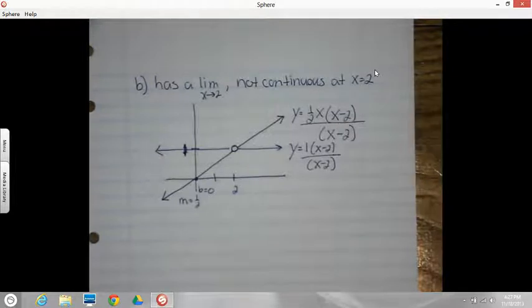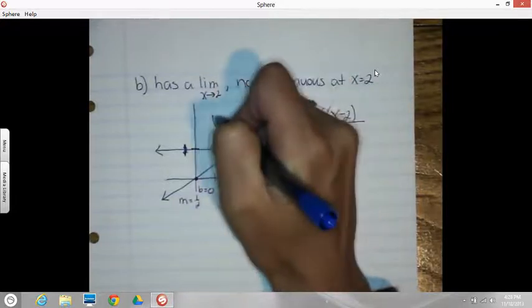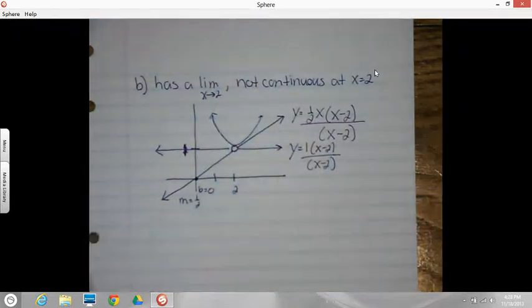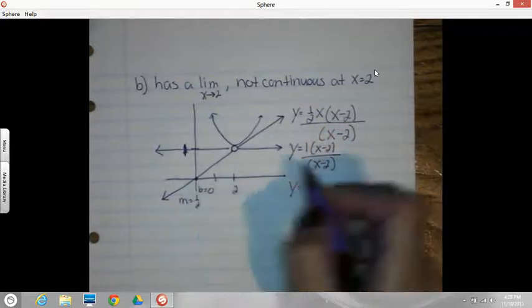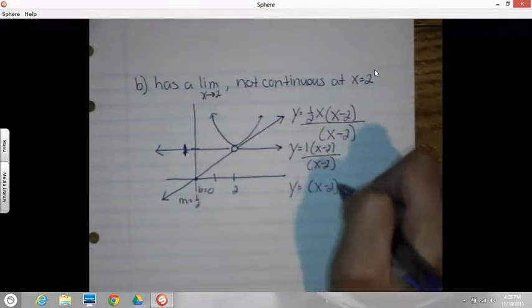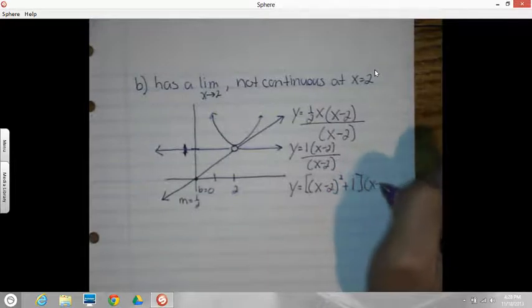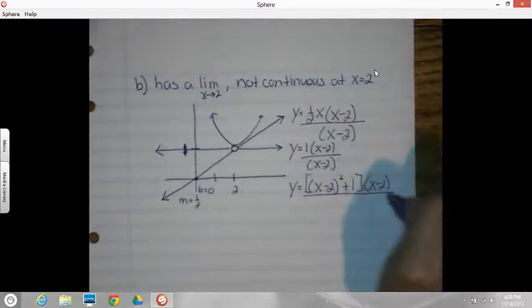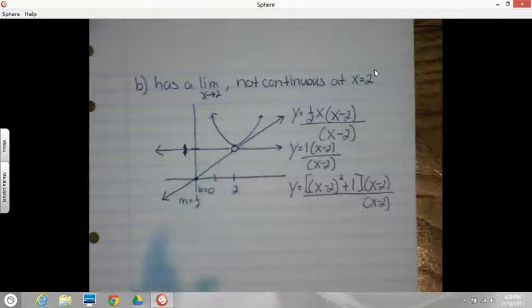I could do the same thing with my parabola again. Okay, the equation of that parabola would be y equals x, and I went over 2, so minus 2 squared, up 1. But then I've got to take that and multiply it by that x minus 2 over x minus 2 to get the hole in the graph. Without this being there, all you get is a solid continuous parabola, but I wanted it not continuous at 2. So there's 3 equations there. You do not need all of them.